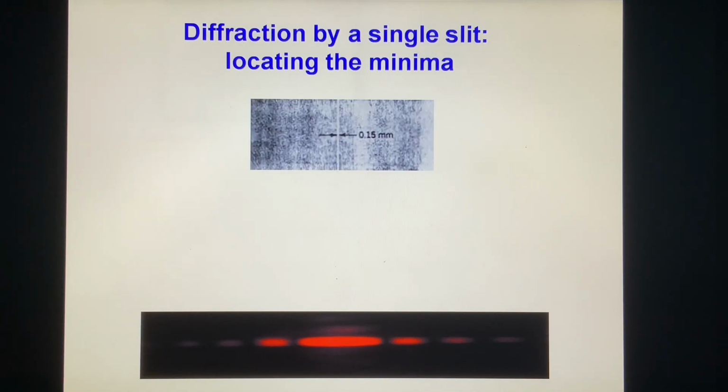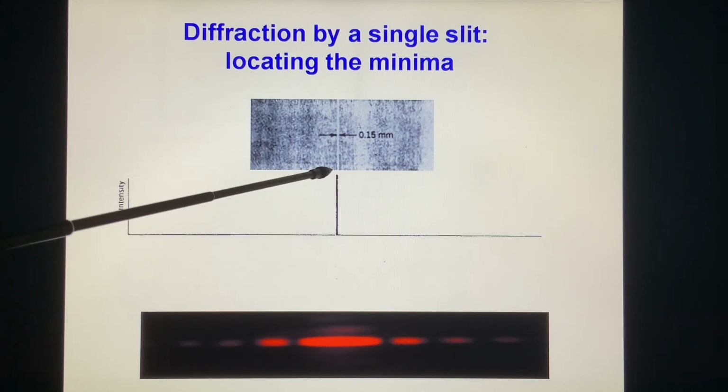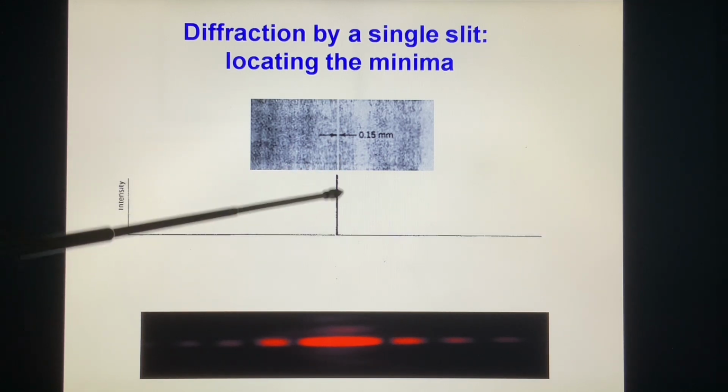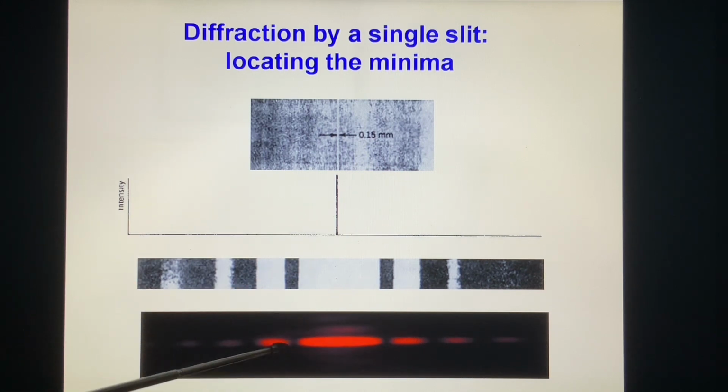We shine a light through a very narrow slit, 0.15 millimeter. We expect to get one bright light here, but actually this is what we saw. We have a dark minimum on both sides, and in the center is a bright spot.